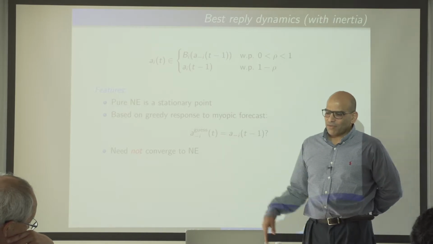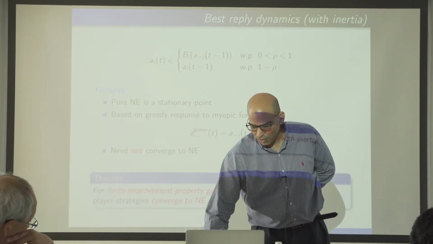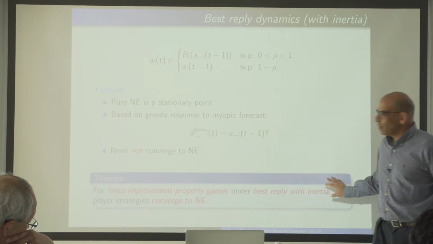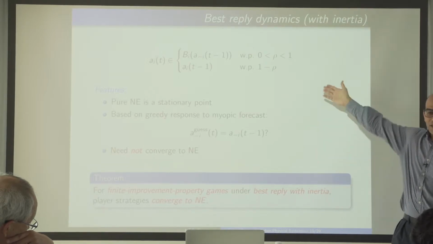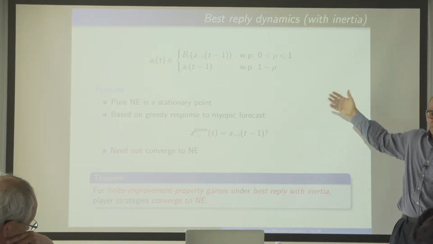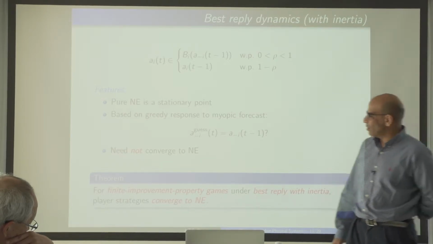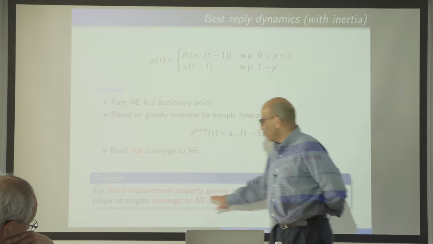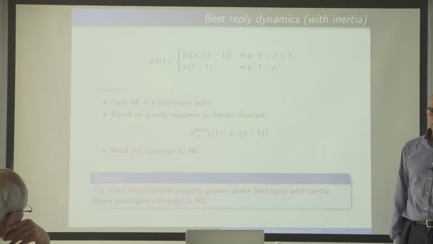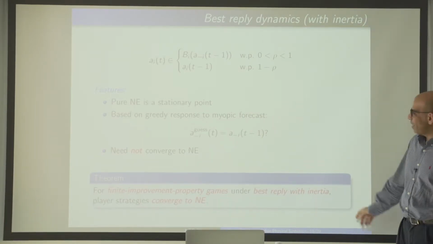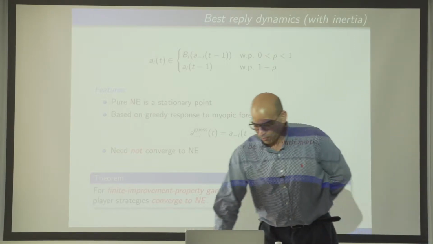And you can construct different cases where it does not converge to a Nash equilibrium, but there's a special class of games where these simple dynamics do converge. In general, they need not converge, but there's a simple class of dynamics where they do converge. There's something called finite improvement property games. I'm going to say what that means in a moment. Okay, finite improvement property games converge to Nash equilibrium.